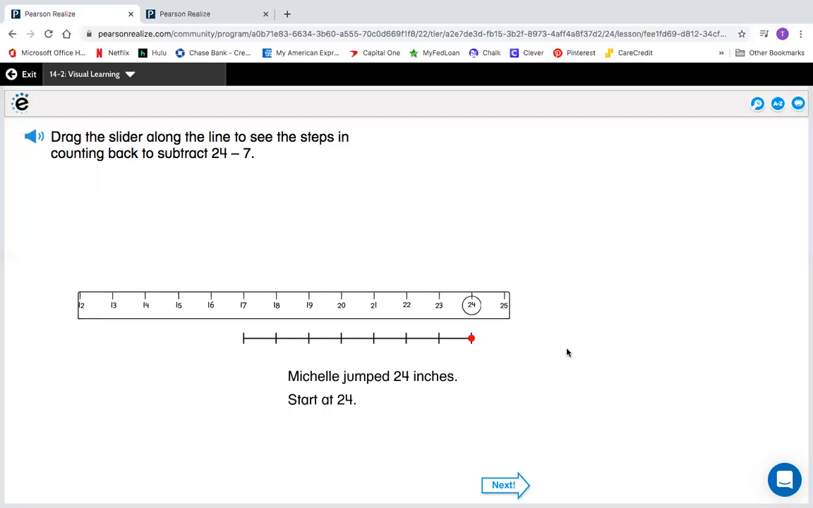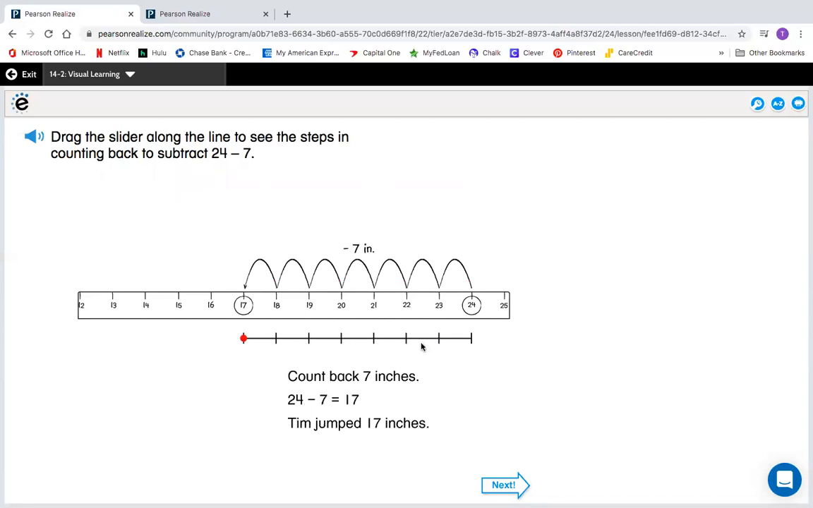Drag the slider across the line to see the steps and counting back. Michelle jumped 24 inches, so you start at 24, and then you know that we're going to jump back 7. Minus 2 inches, 3, 4, 5. We're going to keep going until we do minus 7. So we did minus 7 inches and we landed on 17. So Tim jumped 17 inches.